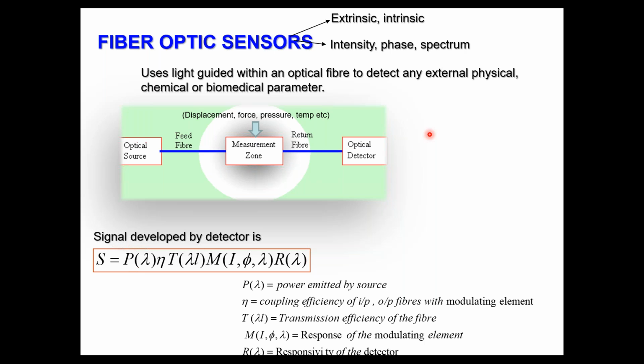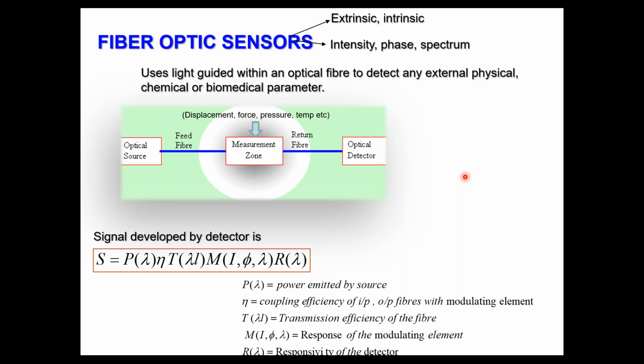But in the case of an intrinsic kind of fiber optic sensor, the light will be maintained within the fiber. The light will be guided through the fiber. It is not coming out of the fiber while interacting. So while the light is within the fiber, it interacts with the external parameter. It can be displacement, force, pressure, temperature, anything.